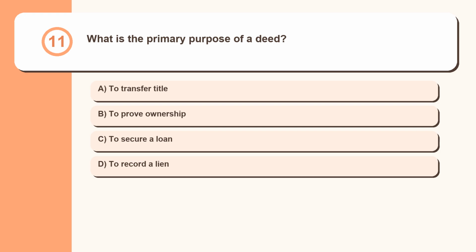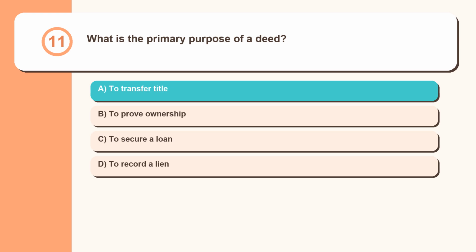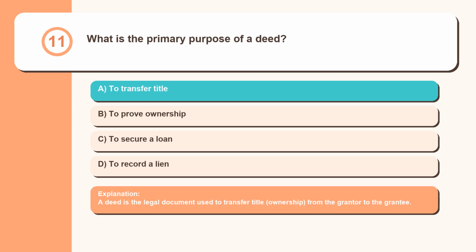Question 11. What is the primary purpose of a deed? To transfer title, to prove ownership, to secure a loan, to record a lien. A deed is the legal document used to transfer title, ownership, from the grantor to the grantee.